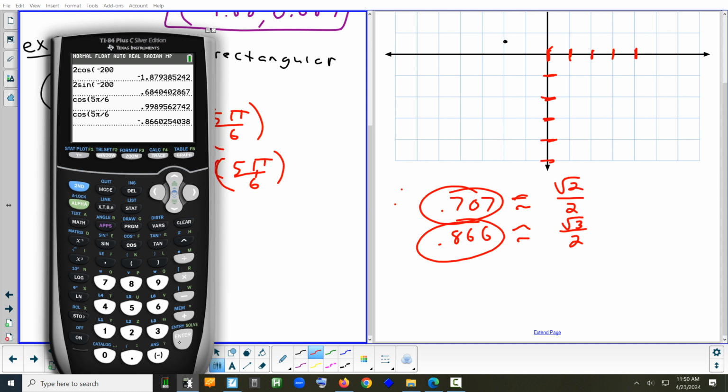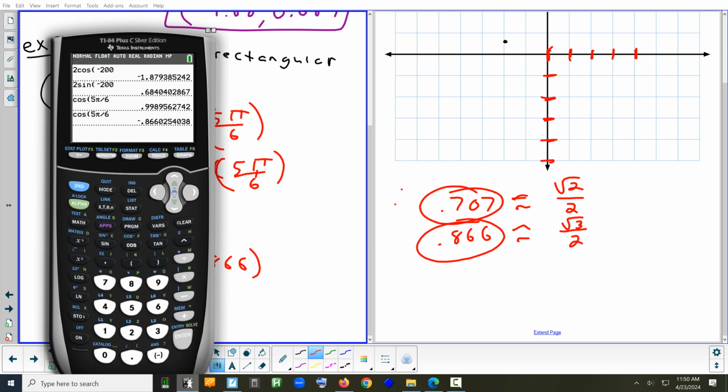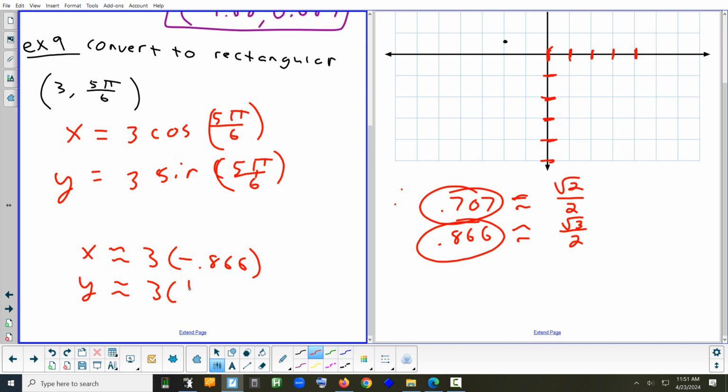That's negative 0.866. Okay, let's just write that down. So x is 3 times negative 0.866. So we're going to remember what that is in a second. And y, let's do the sine of 5 pi over 6. Well, that one's easy. 1/2. So that's not even approximate, that's exact. What's 3 times 1/2? All right, so we got that one. 1.5.